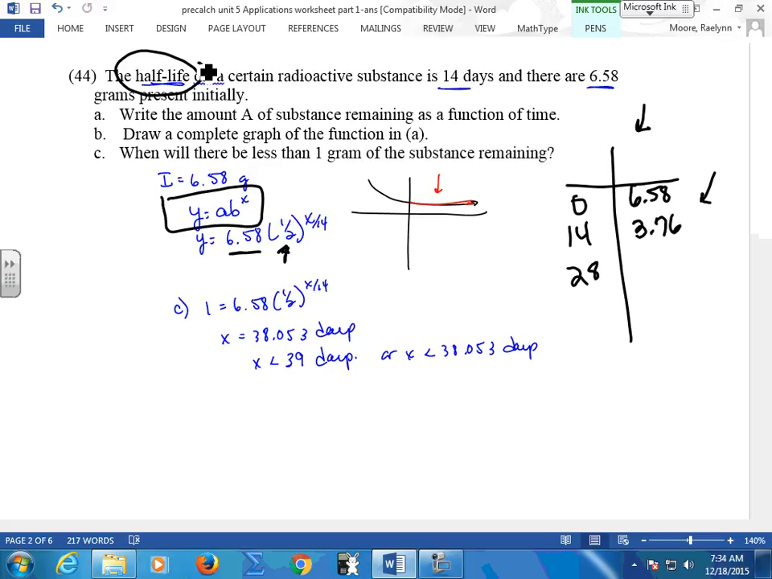Half-life, you're decreasing. Wouldn't it be greater than those days? Well, yeah, X has to be greater than these days, yes. Oh, okay. Yes. Or X has to be greater than.